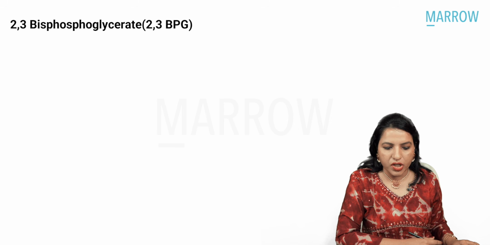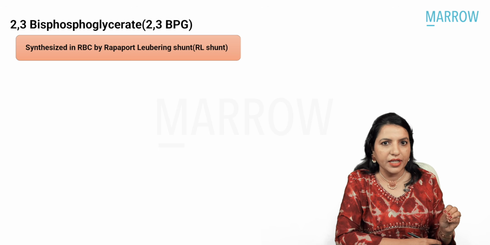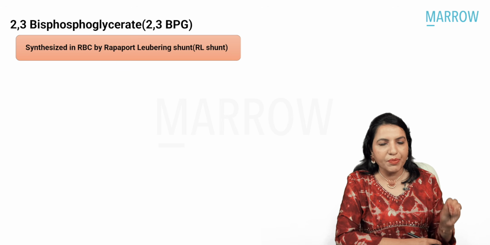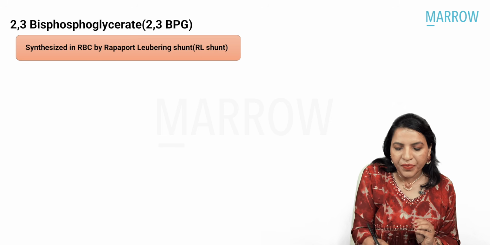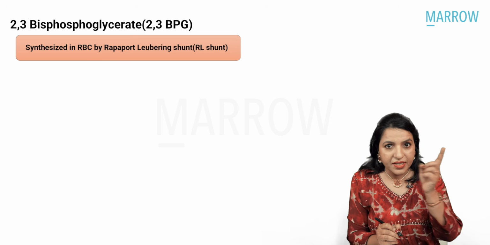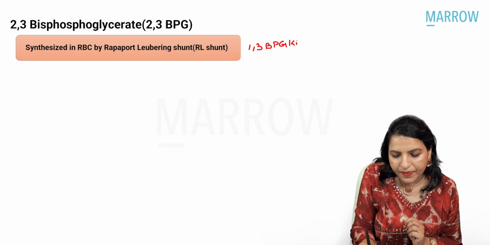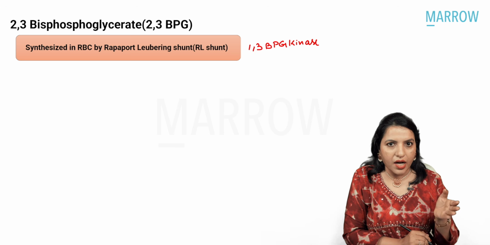This 2,3-BPG is synthesized by the RBC, where 10% of the glucose entering the glycolytic pathway enters into a shunt pathway called the 2,3-BPG shunt, otherwise called the Rapoport-Luebering shunt pathway, or simply the RL shunt. Which enzyme is bypassed when it enters the RL shunt? It is 1,3-BPG, bisphosphoglycerate kinase. This is the enzyme that is bypassed.